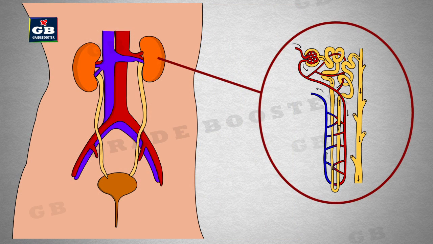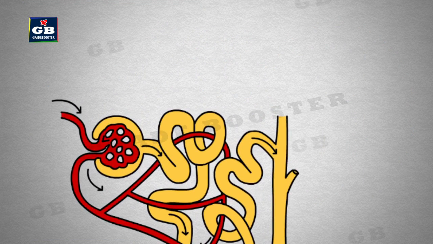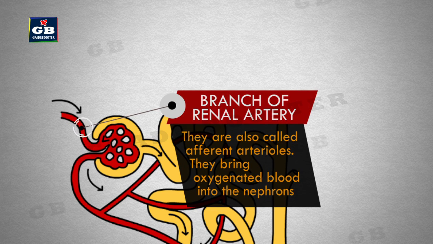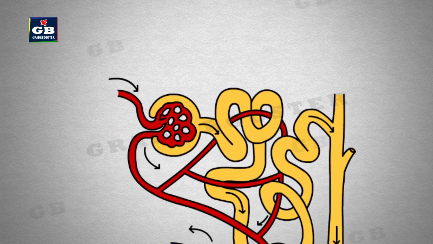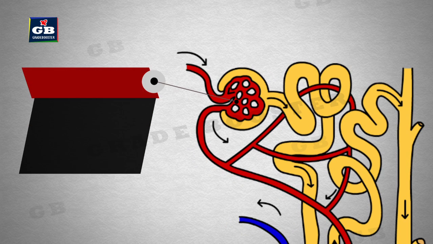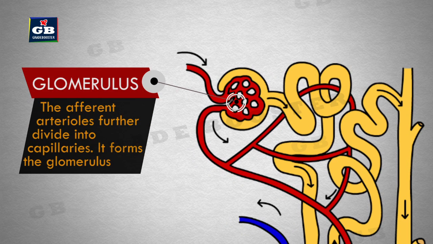Next, let us look at the filtering units of the kidney, that is nephron. Nephrons are the functional unit of kidneys. This is branch of renal artery. They are also called afferent arterioles. They bring oxygenated blood into the nephrons. This is glomerulus. The afferent arterioles further divide into capillaries. These capillaries form the glomerulus.